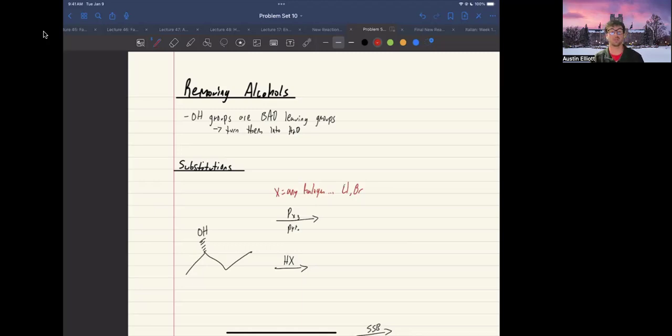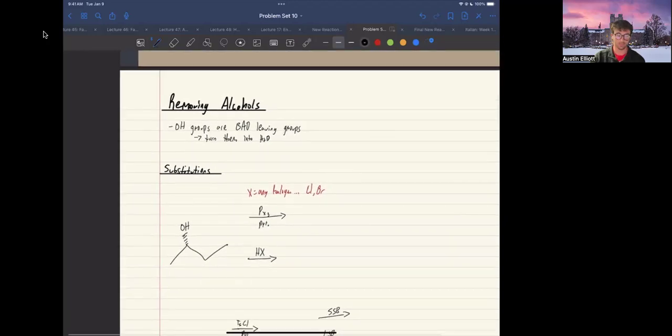Just make sure that if you use PBr3, your leaving group is replaced by a Br on the molecule. When we look at our product right here, we get an inversion of stereochem because it's that substitution reaction. It looks something like that if we use PBr3.